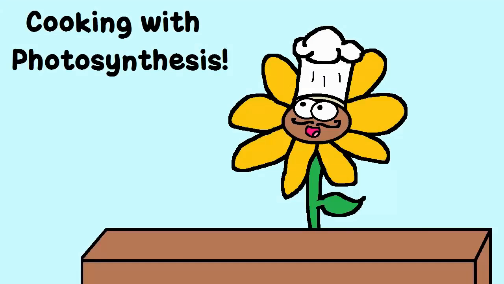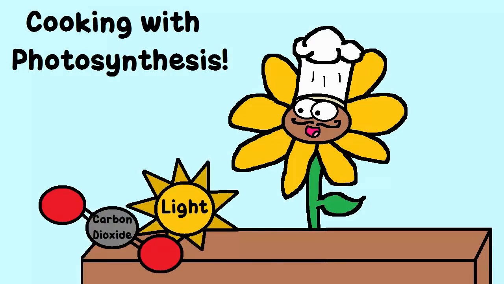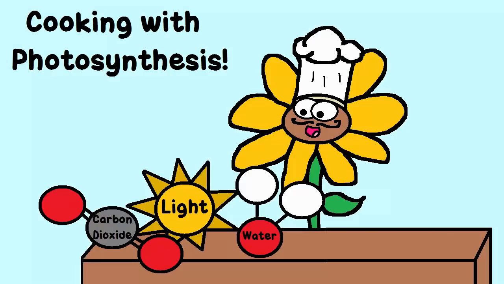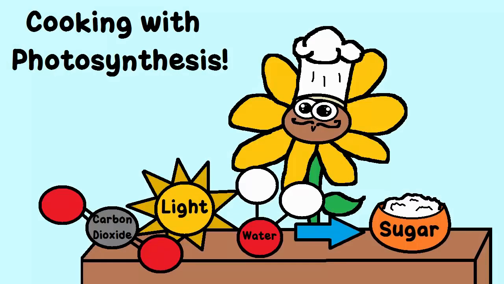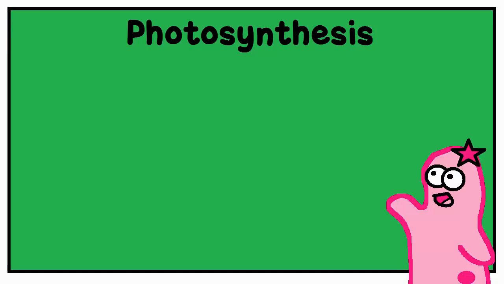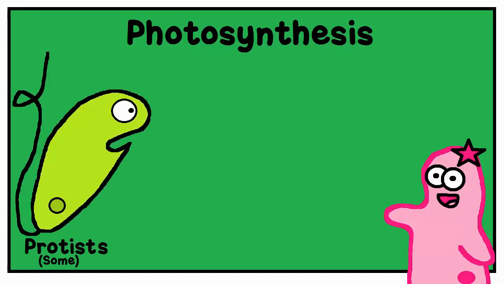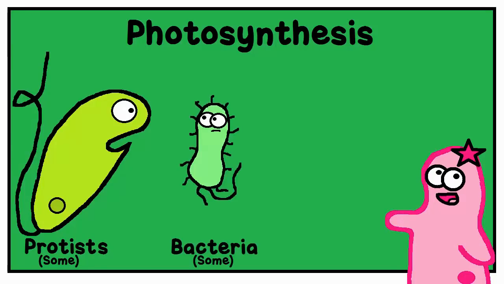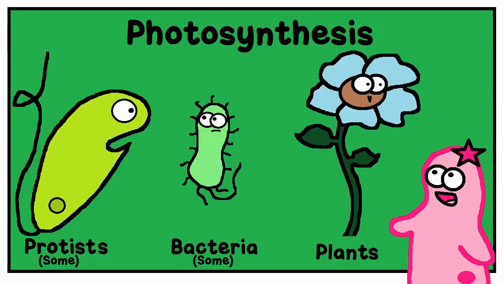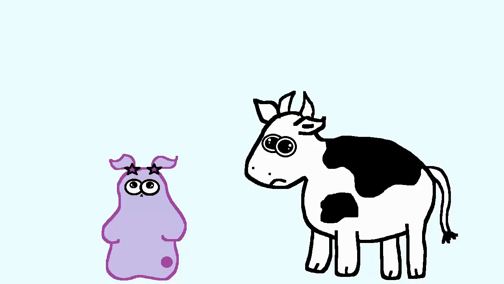Today we are going to talk about an incredible process that uses light, carbon dioxide, and water to make something awesome that we all love: sugar. Unfortunately, we cannot do this amazing, incredible process, which is known as photosynthesis. Some types of protists can do photosynthesis. Some types of bacteria can. And of course, plants can. Plants will be our focus for this video clip.